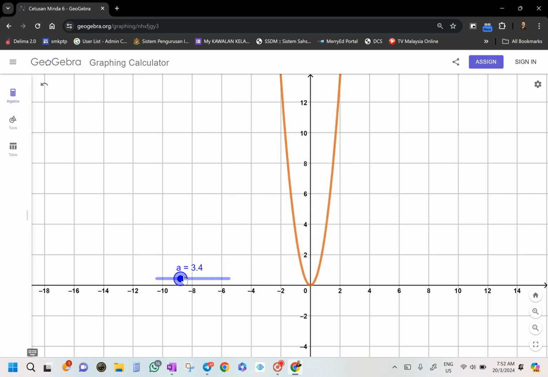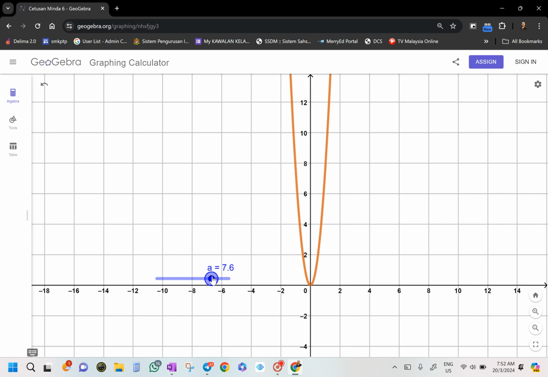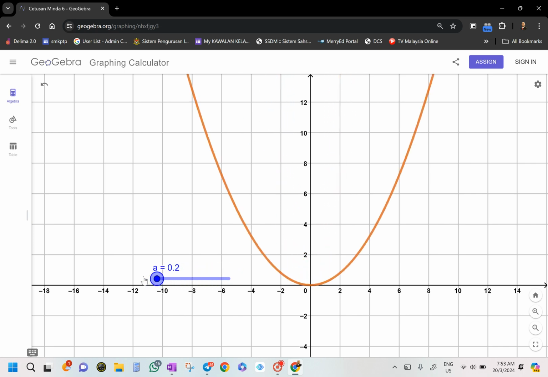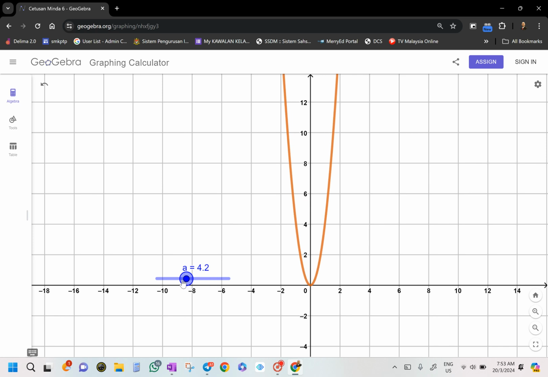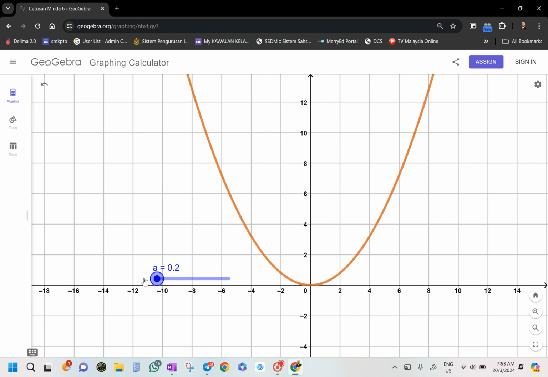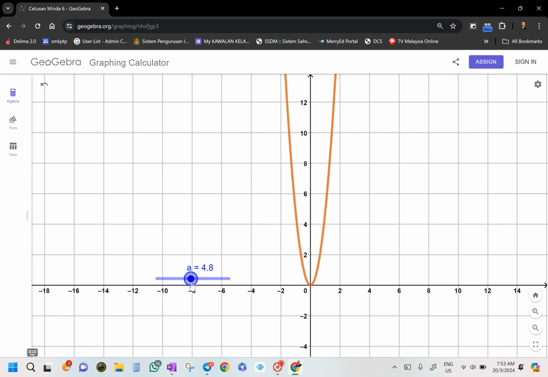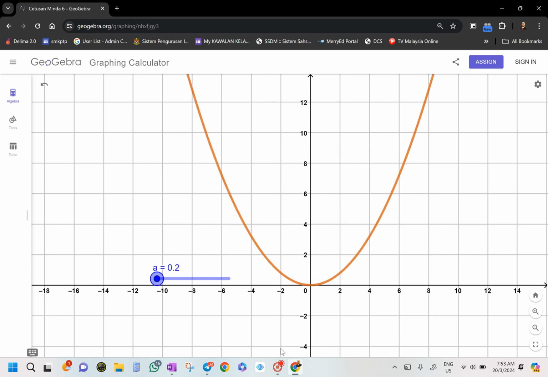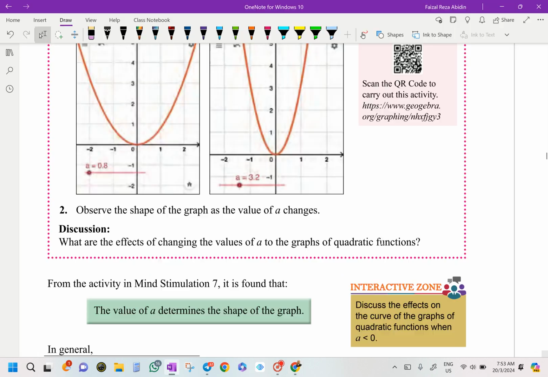Semakin A kita besar, semakin graf kita menguncup. Betul tak? Semakin A kita kecil, semakin lebar. Kan? Membesar. Itulah. That's the effect. Means that our B dengan C ada effect tak sini? Belum. This one only for A. Boleh? Boleh.